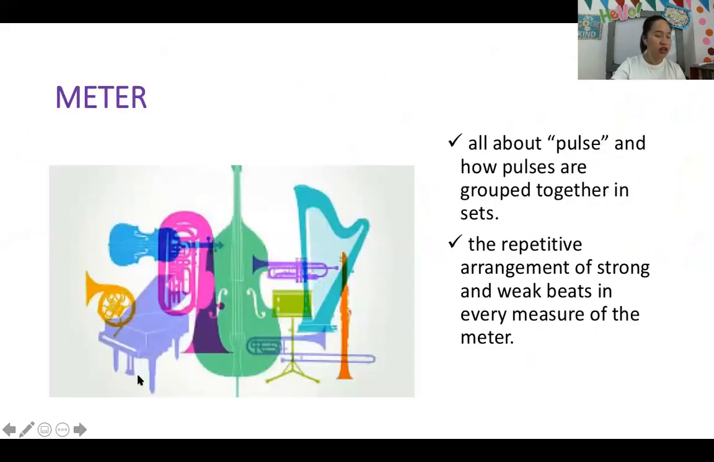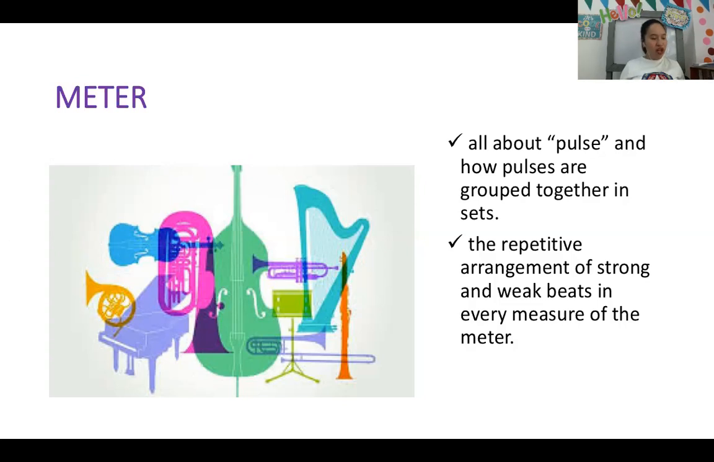So meter is all about pulse and how pulses are grouped together in sets. The keyword is group. It groups every note, by set. The repetitive arrangement of strong and weak beats in every measure of the meter. Repetitive meaning constant, steady, but there is a strong beat followed by weak beats. The strong one is emphasized.